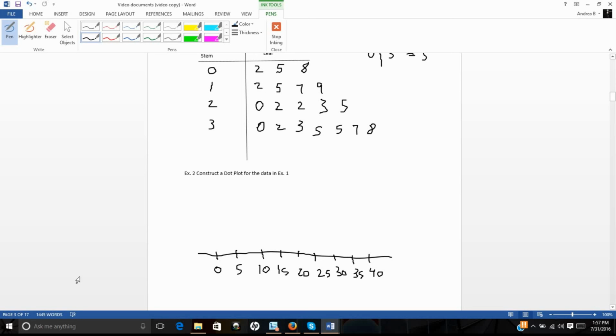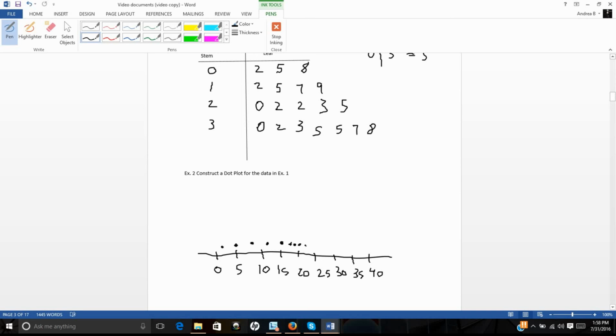So for instance, for the number 2, we only had 1 2, so we go over to about where 2 would be, and you put 1 dot. So there's only 1 2. Same thing for the 5. A lot of our values here we only had 1 of. We had 1 8. We had 1 12. We had a 15. And a 17. And a 19. We also had a 20.